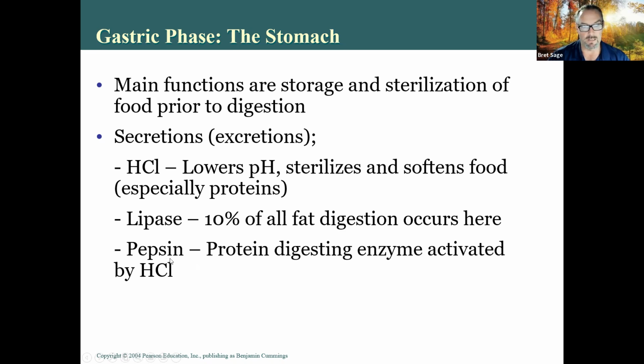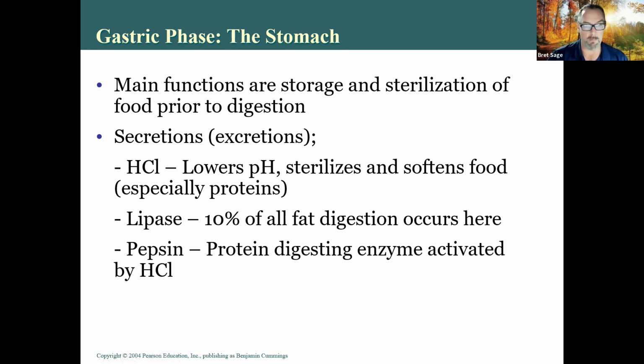Pepsin is a unique enzyme in that it doesn't end with the -ase suffix. But pepsin is interesting because it won't work in neutral solution. It starts off as pepsinogen, which is the precursor molecule. When it hits acid, it becomes pepsin. Now it can start to break down proteins.